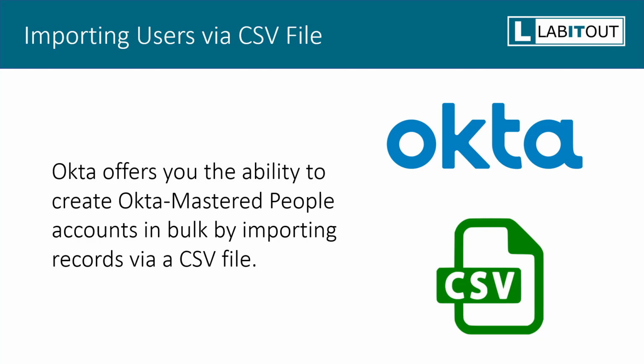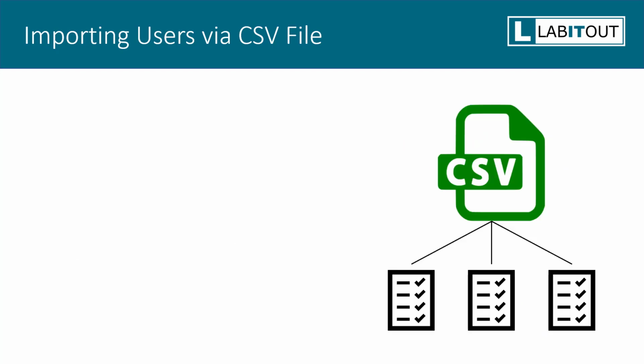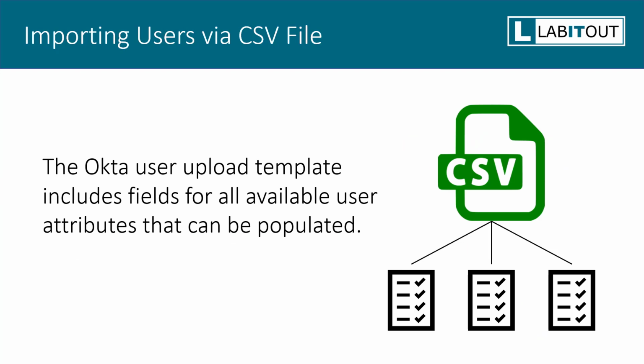To import users in bulk using a CSV file, you first need to download the CSV template that Okta provides. This template includes fields for all available user attributes that can be populated. After you download the template, you can then populate it with the records for all of the people that you want to import into Okta. With all of the records added, you can then upload the CSV file into Okta from the people page. It's actually pretty straightforward.